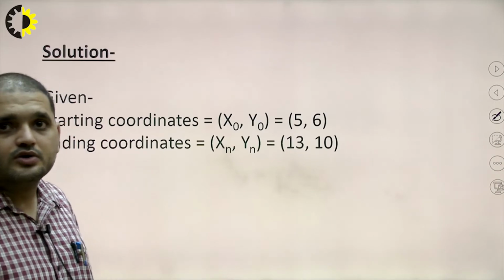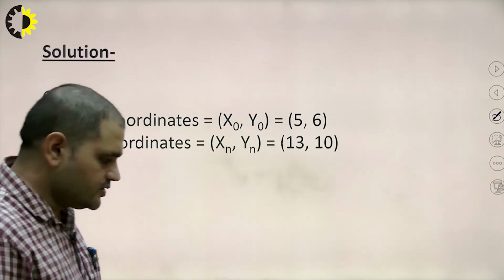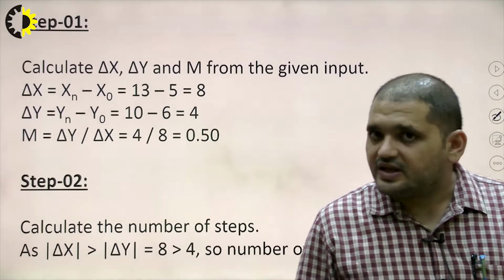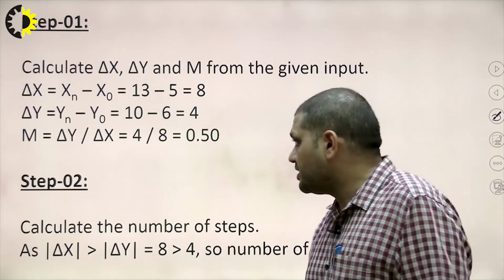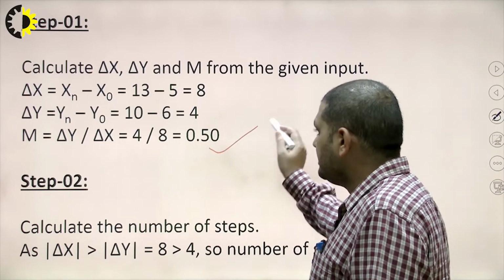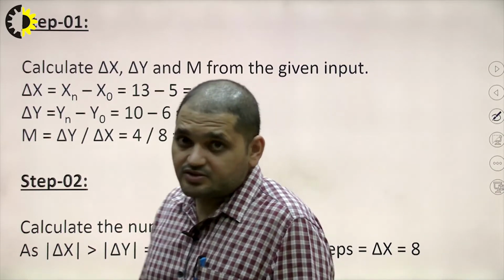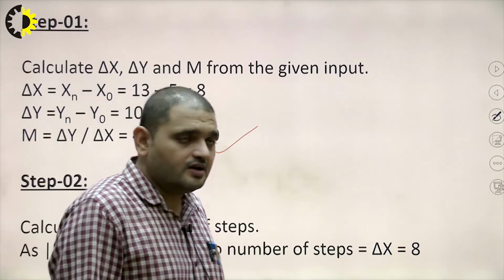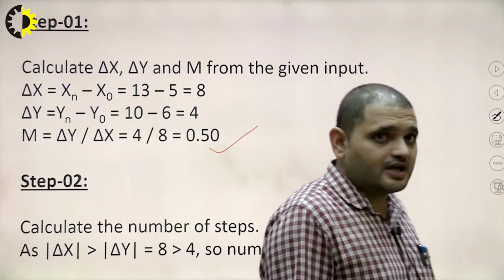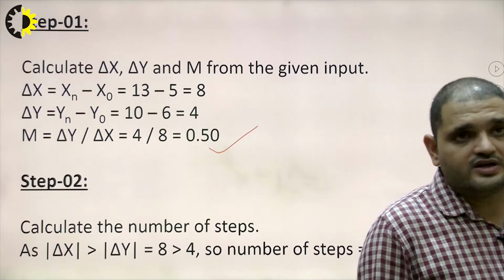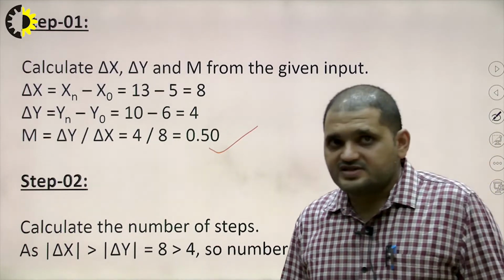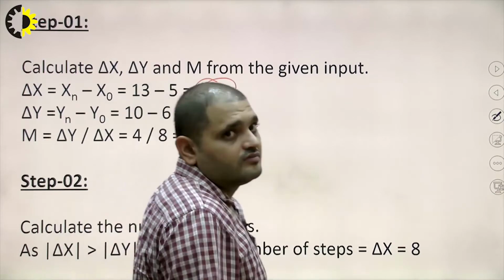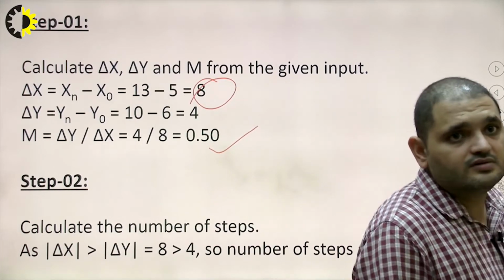Okay, so we can see x naught, y naught, and xn and yn. So we can calculate the values of del x, del y, slope. So here the slope comes to be 0.5. It means less than 1. So here the condition is for m less than 1, and if I compare for the number of steps, the del x value is greater than del y. So the number of steps will be 8, as 8 is greater than 4.